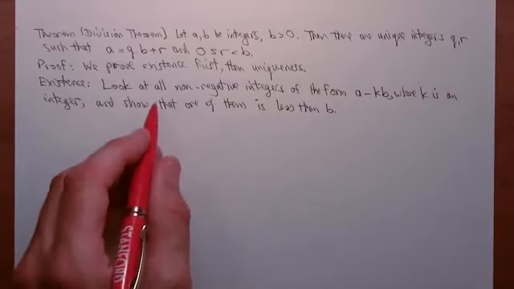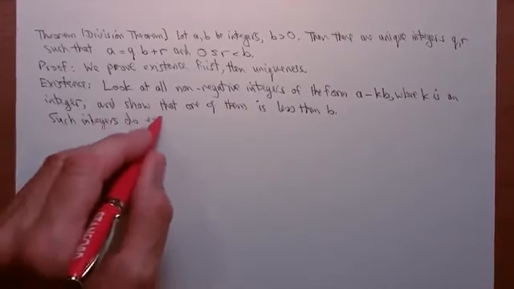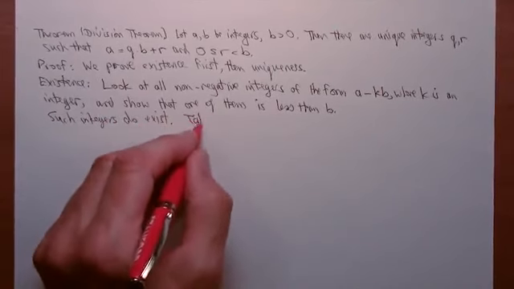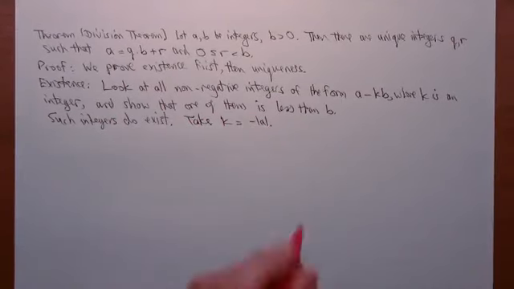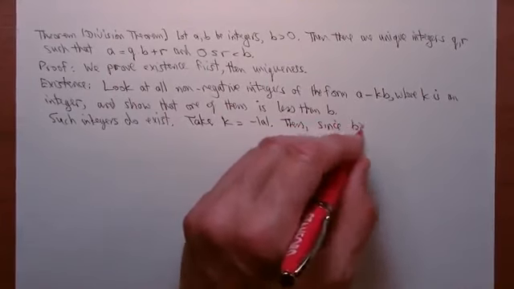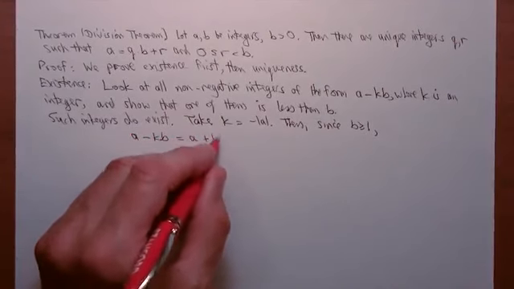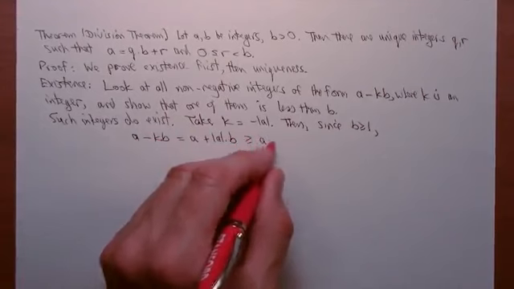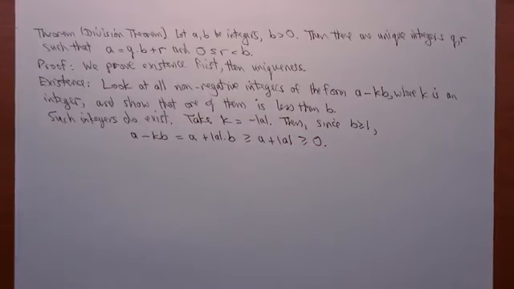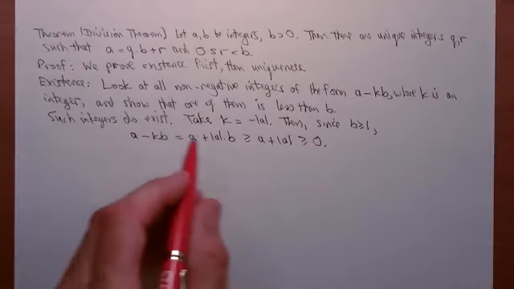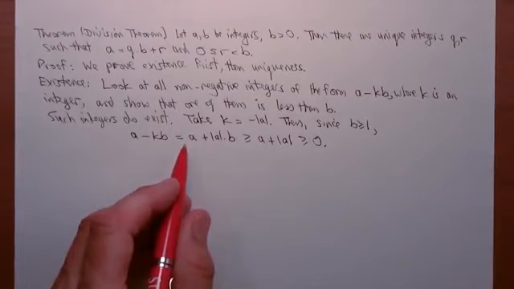Well, first of all, I need to show that there are such integers. For example, take k equals negative absolute value of a. Then, since b is greater than or equal to 1, a minus kb equals a plus absolute value of a times b, which is greater than or equal to a plus absolute value of a, which in turn is greater than or equal to 0. Well, having shown that there are such integers by producing a k that gives me such an integer, I can choose the smallest one.